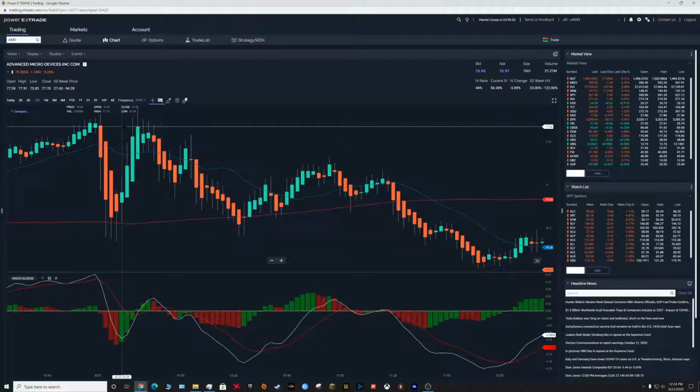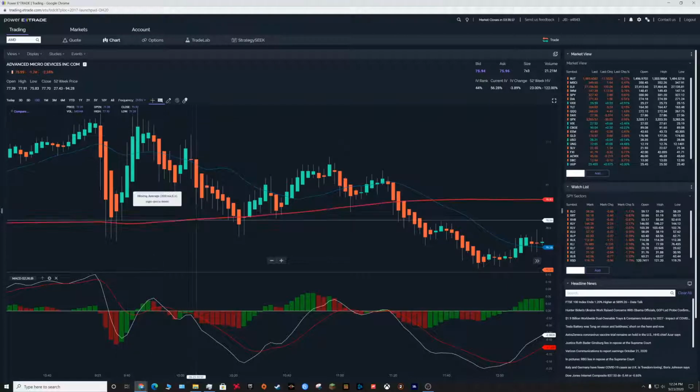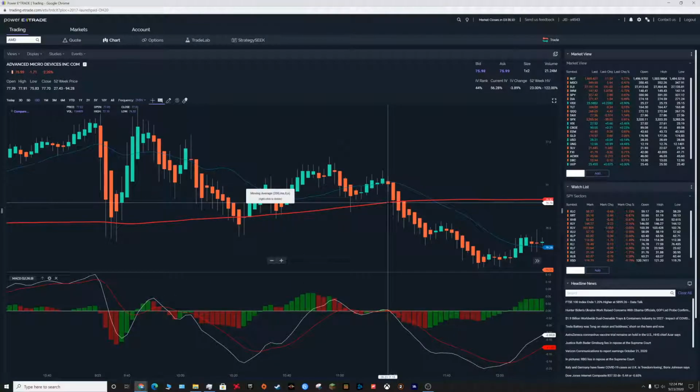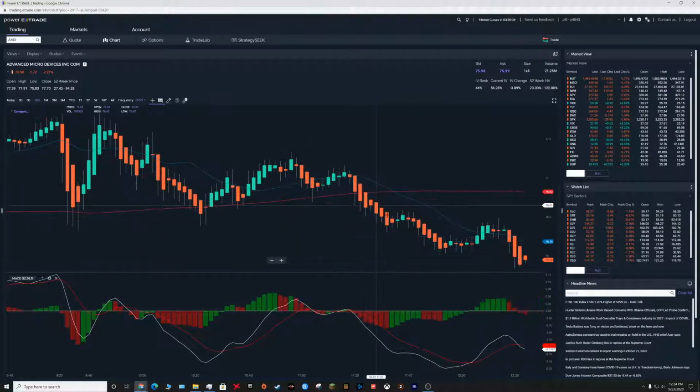This was our main resistance for today, but we've broken through the 20 period moving average. So the 200 is now the new resistance level, as you can see here.